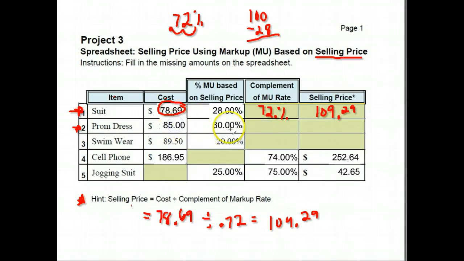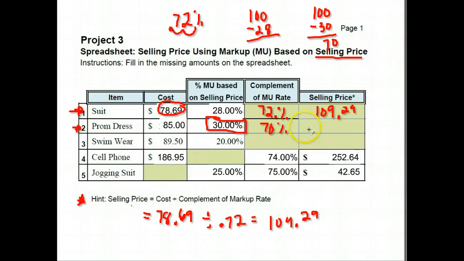Okay, we have another one that wants the same things. We're given the cost, we're given the percent markup, we're asked to find the complement and then the selling price. So again, the complement is whatever percent is left over. The markup rate is 30%, the complement to that, we subtract from 100%, and we find 70% would be the complement rate.